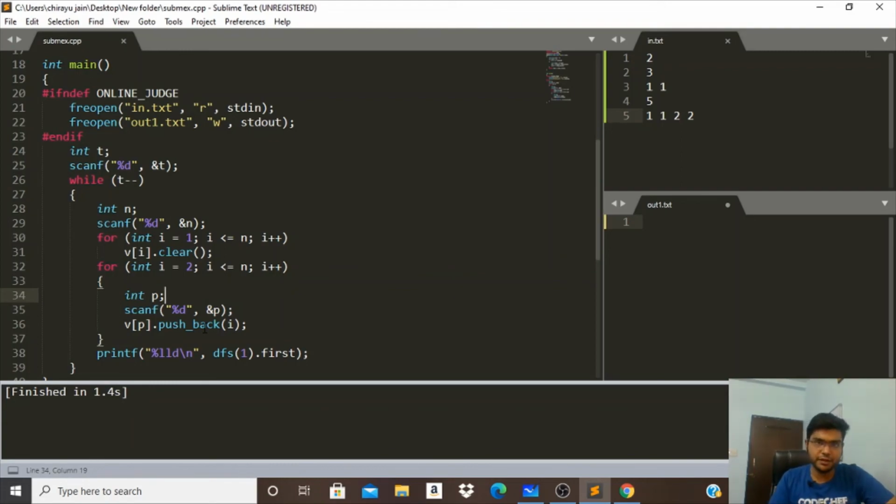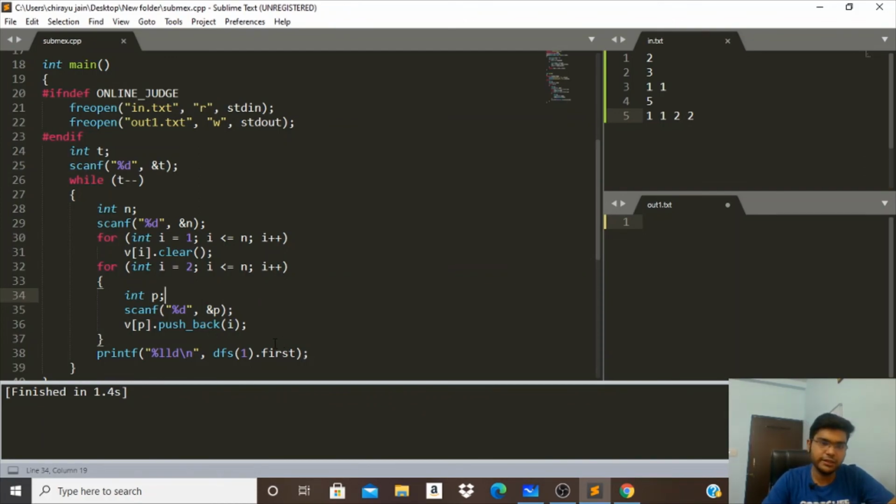So vp determines the parent node, and what are its children? The value of the children is the ith value, right? So vp dot push_back i denotes that for the particular parent p, these are the child nodes, right? So this is how I'm entering the values, and then I'll call the DFS, as we have understood in the approach that we need to apply DFS over here.